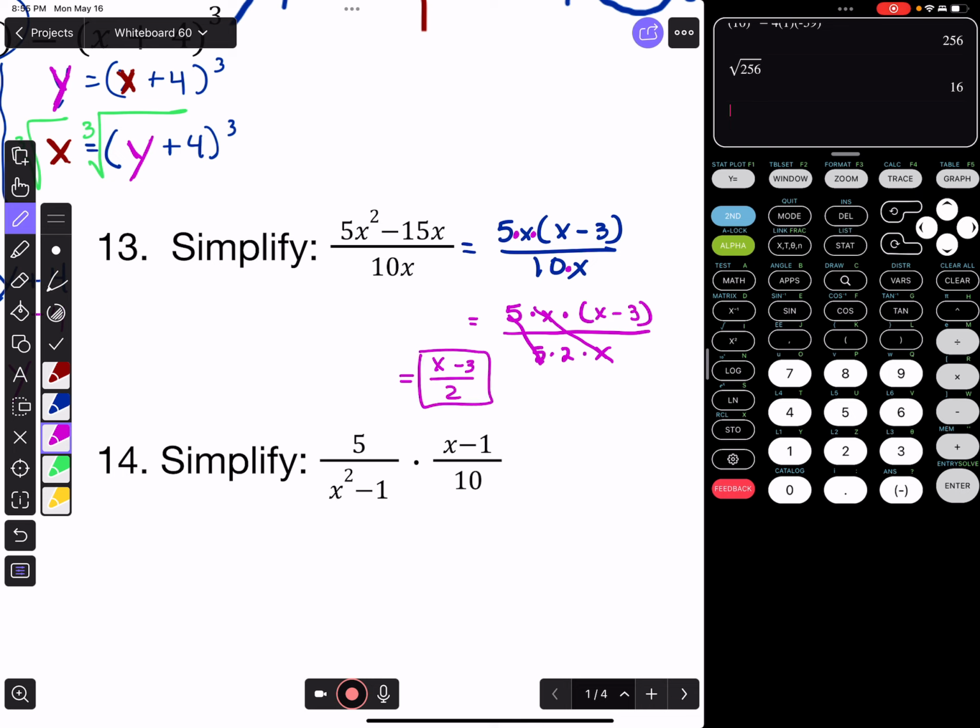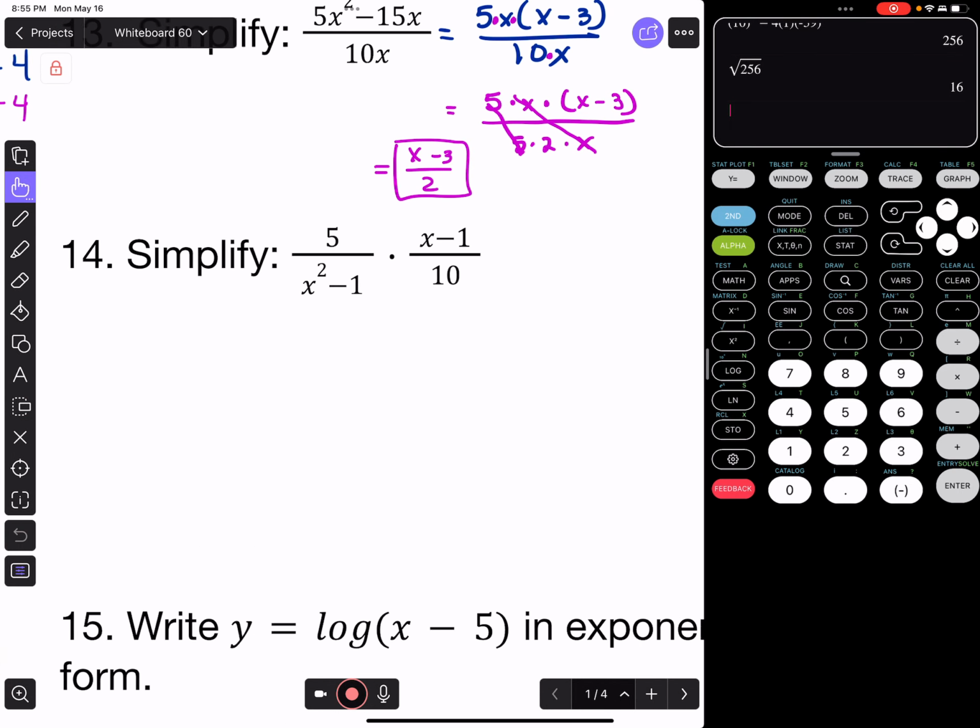Now this is all assuming, when you have fractions like this, you always need to check that denominator. Assuming that x does not equal 0, because if x is 0, 10 times 0 is 0, and you can't divide by 0. So this simplifying works as long as x is not 0.